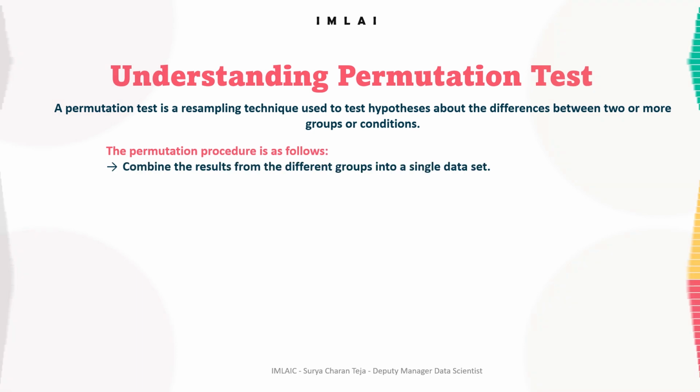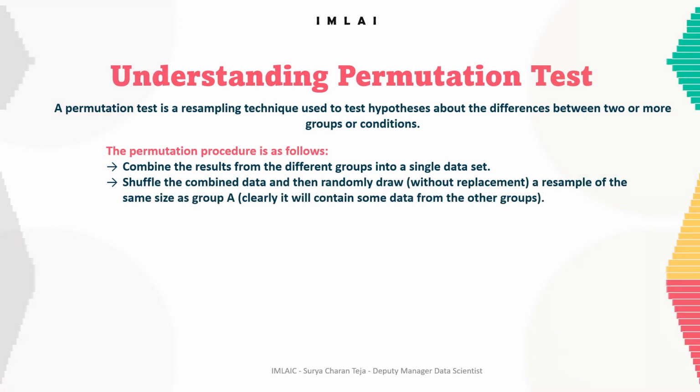It begins with the first step. It combines the results from different groups into a single data set. That is your first step. Combine the results of different groups into a single data set. If it is A/B testing, A plus B, the A data set plus the B data set. If it is hypothesis testing, and there are some other groups, bring the groups together and make a single data set. That's our first step. What's next?